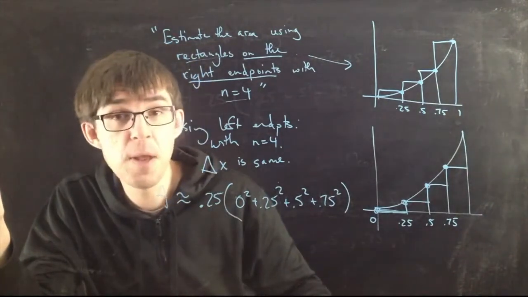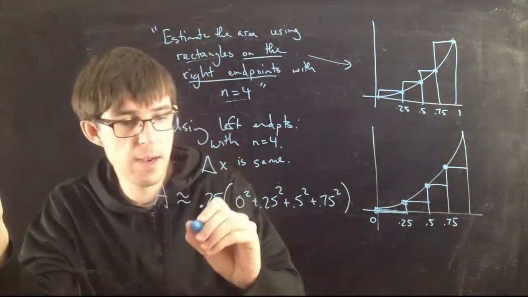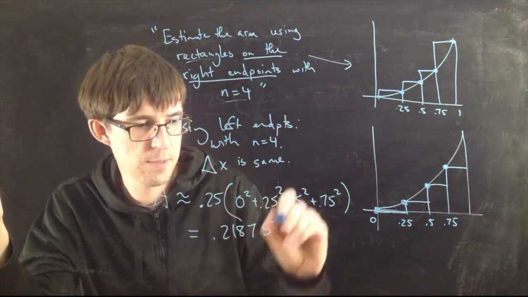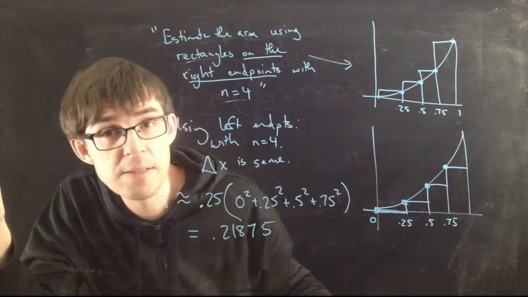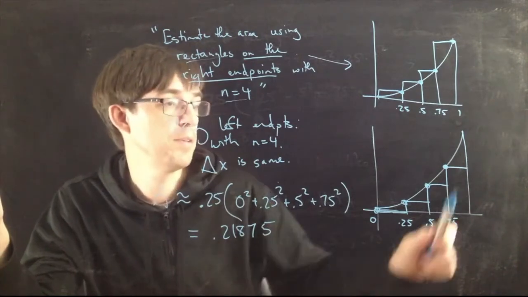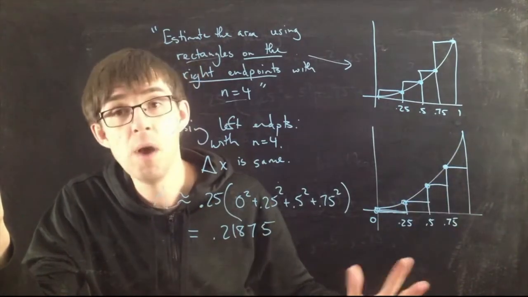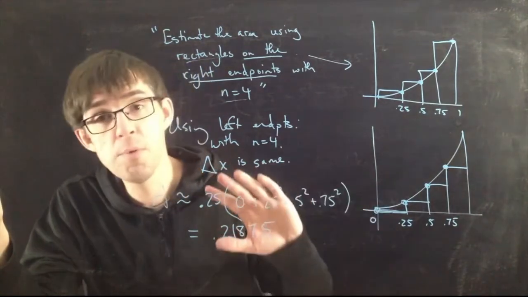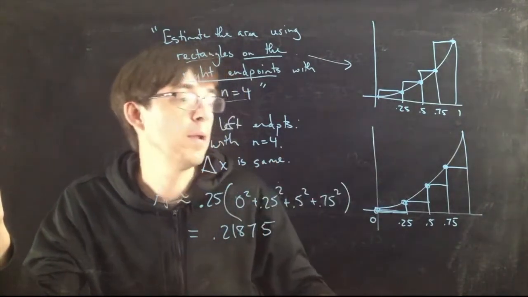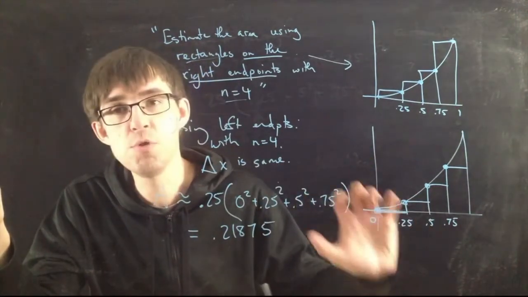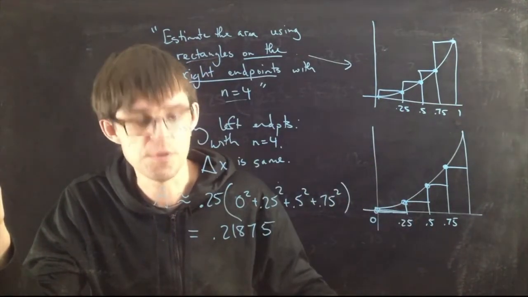This one, just for fun, I plugged into my calculator also. I got 0.21875, all right? This now is an underestimation of the true area because you can tell these rectangles are smaller than the true area. So we can do the left endpoint or the right endpoint. It's almost the same. It's just a matter of which points you choose to plug into the function.